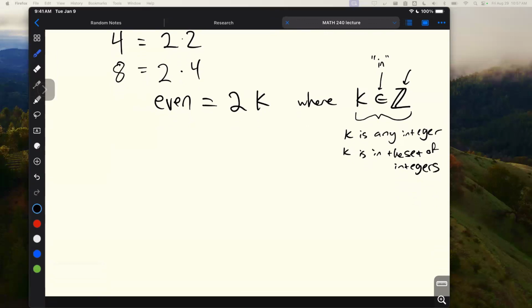Out of curiosity, what's 0? Is 0 even or odd? Who votes that it's odd? No votes. Great job. Who votes that it's even? Great. Okay, so that's a statement. Let's prove it. 0 is even.